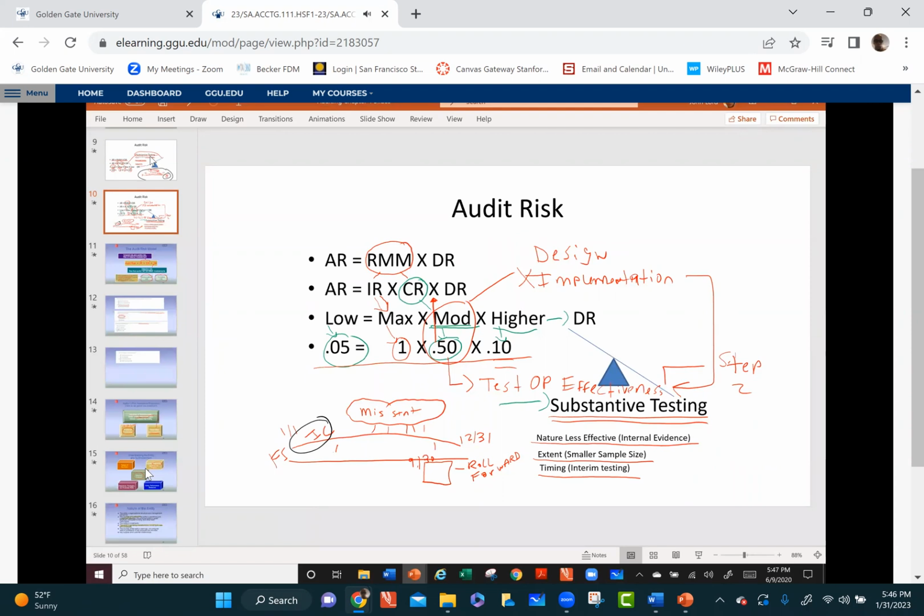Now, when we look at the nature, extent, and timing of my substantive procedures, I'm going to see that the teeter-totter has come down. Nature: I can use a less effective procedure. For example, I can use internal evidence instead of external evidence for my substantive procedures. Extent: smaller sample sizes for my substantive procedures. Timing: now I can do those tests at interim rather than year end.